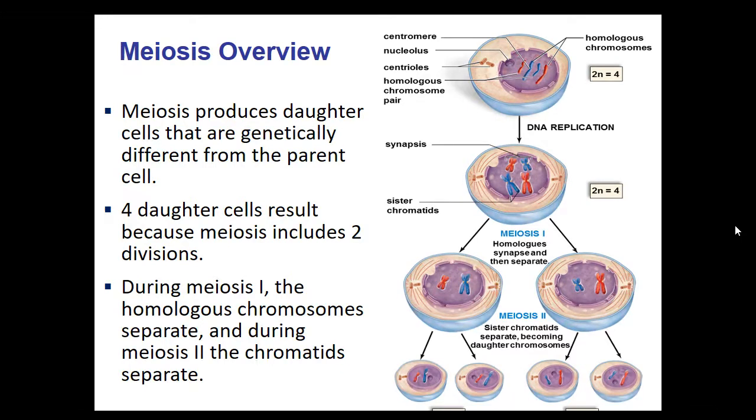Now in meiosis 2, what happens is similar to mitosis, like cell division, where the sister chromatids finally separate into the two daughter cells. In each of these divisions, meiosis 1 and meiosis 2, there's a prophase, metaphase, anaphase, and telophase, similar to what happens in mitotic cell division.